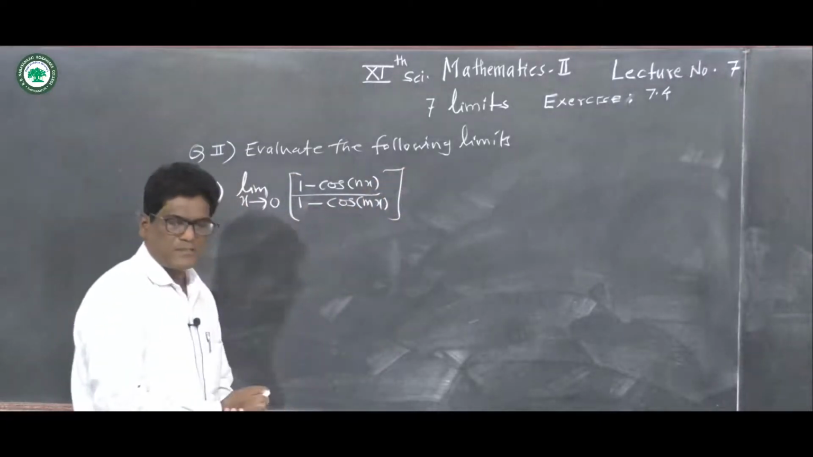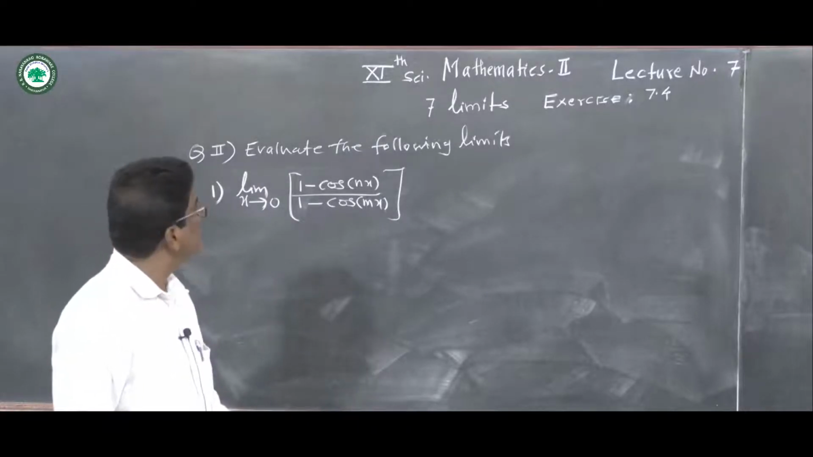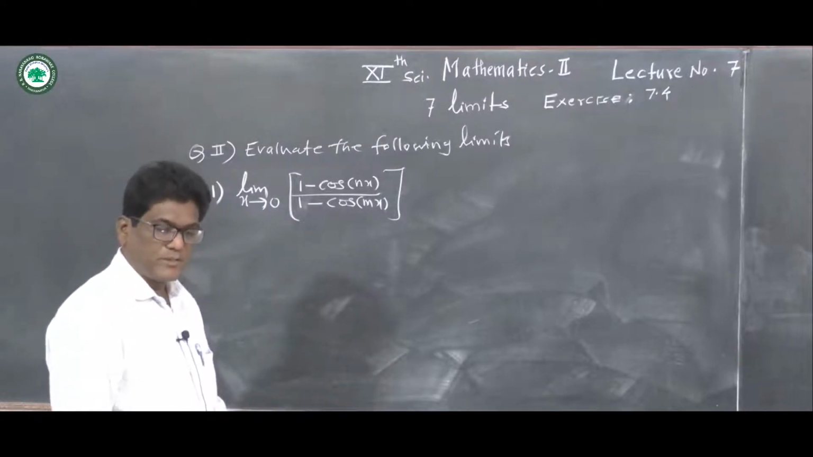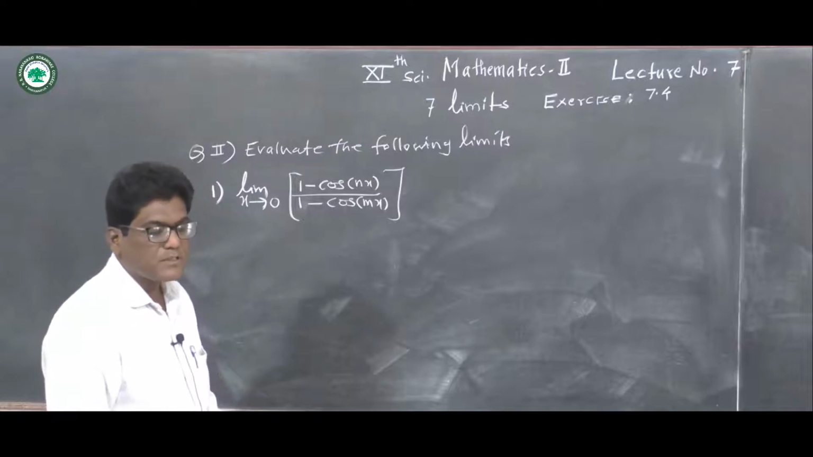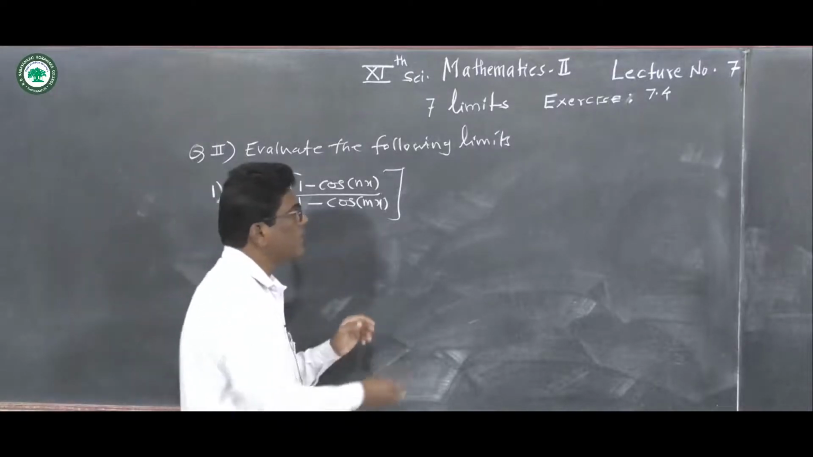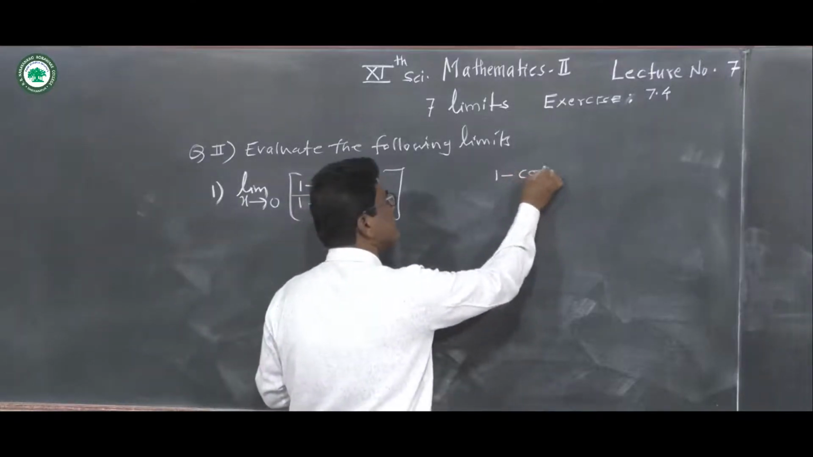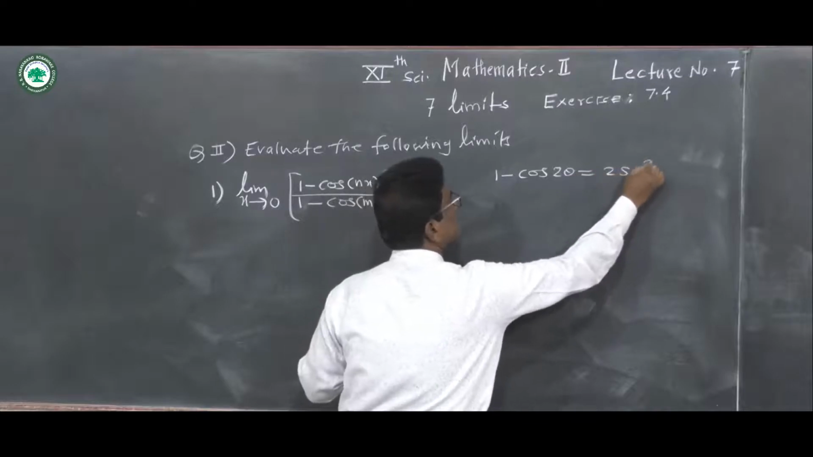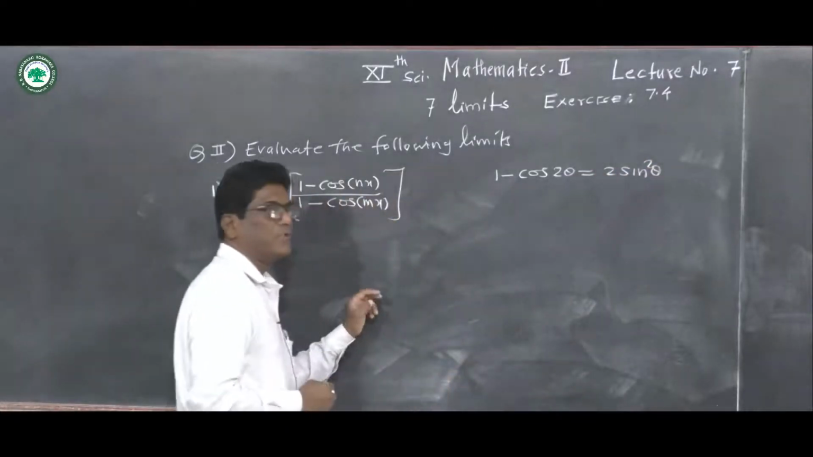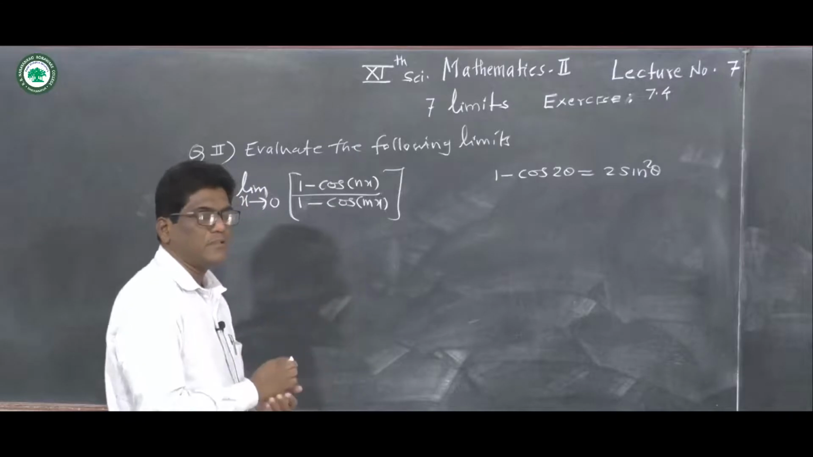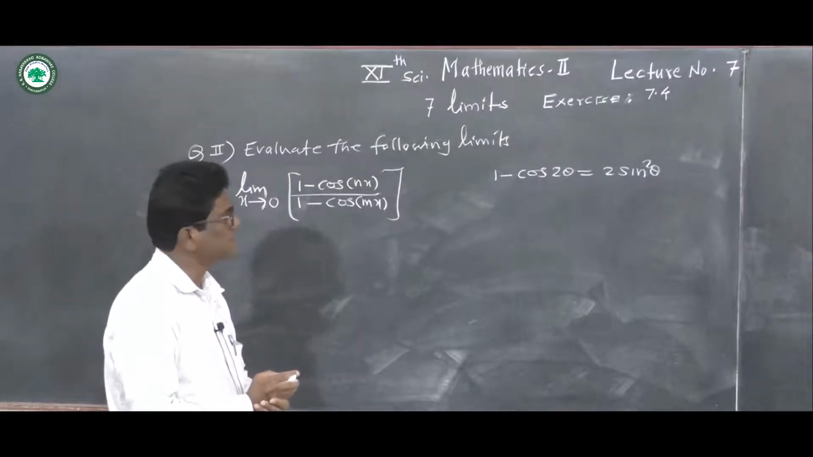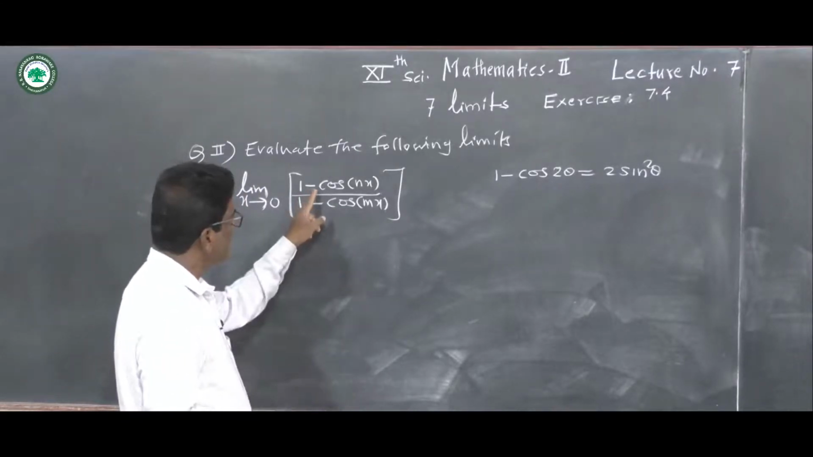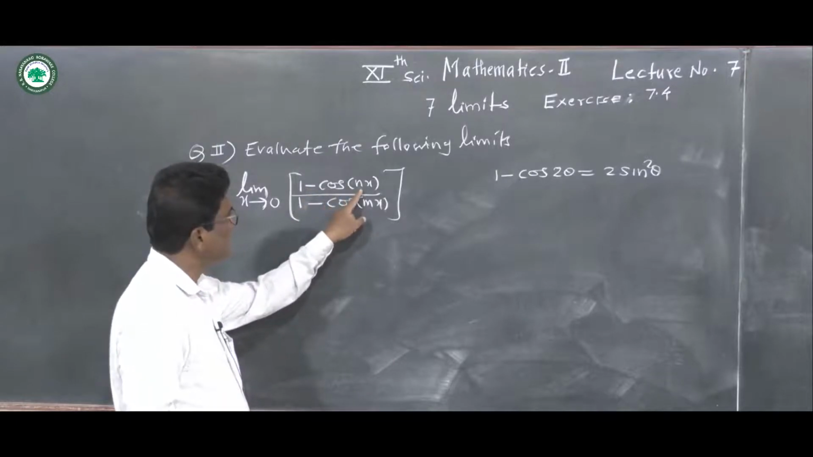In the previous question, in example number 1 and example number 2, we have seen the formula of 1 minus cos of 2 theta. 1 minus cos of 2 theta is equal to 2 times sin square theta. We have used this formula in problem number 2 of question 1. Now here it is 1 minus cos of nx.